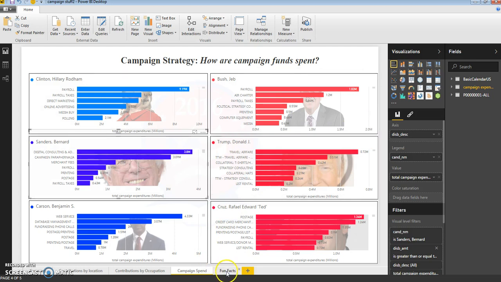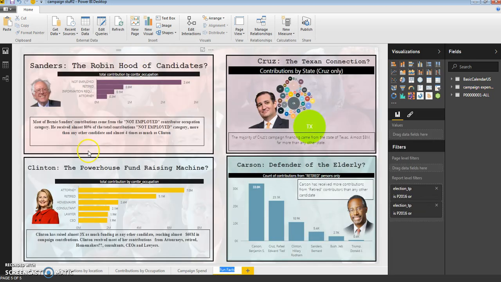I also have a fun facts table, just what you can get out of this: Sanders, Clinton, Cruz, and Carson.